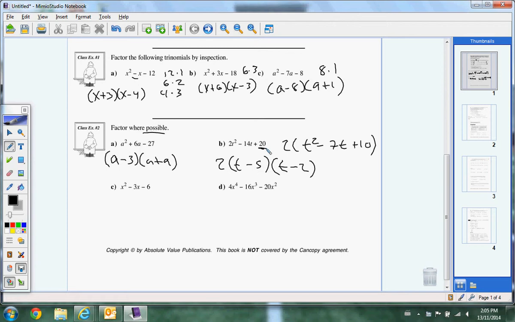You're right. You can't do it. Good job. Can't do that one. There's no factors of 6 that are 3 apart. You have 6 and 1, and what's the other factor of 6? 3 and 2. So one's 5 apart, one's 1 apart.